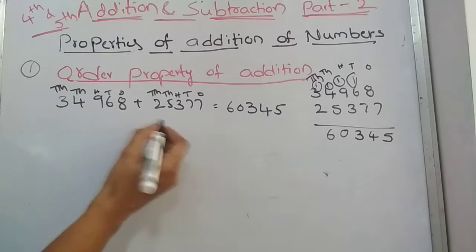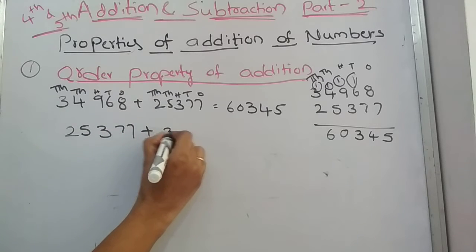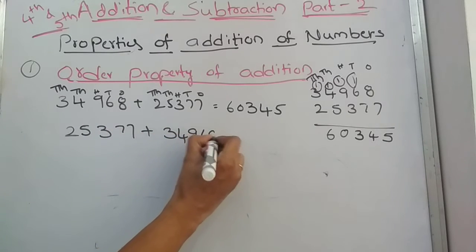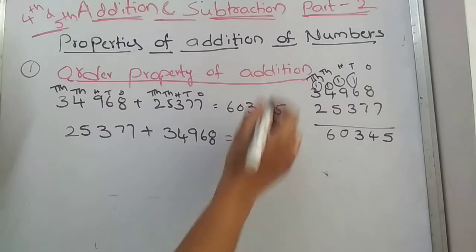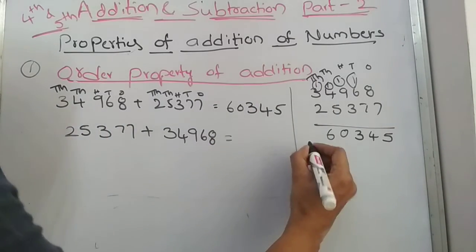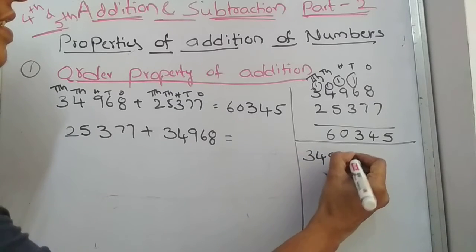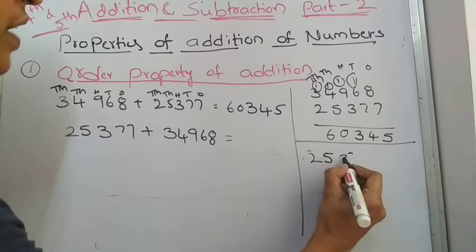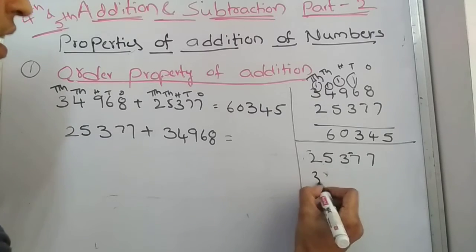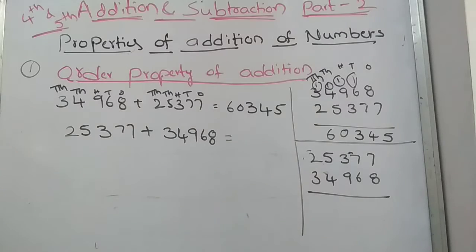Now the places are interchanged. Okay, 2, 5, 3, 7, 7 plus 3, 4, 9, 6, 8. What did I do here? The places are interchanged. What will we get? Again, check it out here. 3, 4, 9, 6, 8. Okay, 2, first this one, right? 2, 5, 3, 7, 7, 3, 4, 9, 6, 8. Okay, chalo. What will we get?